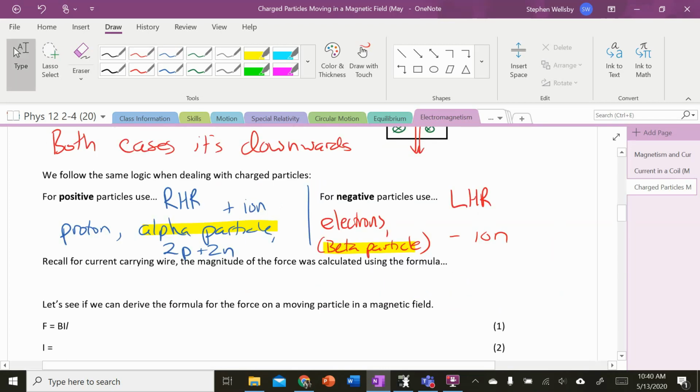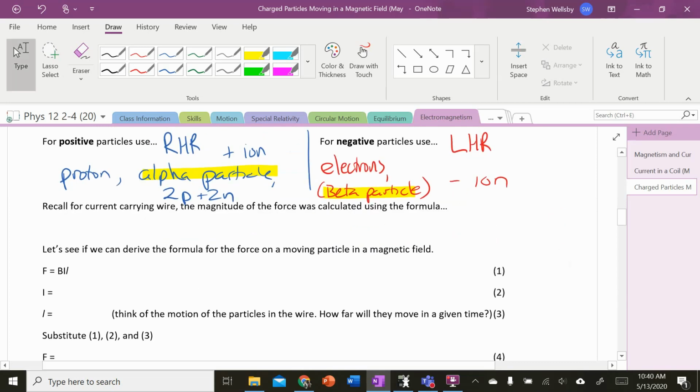So we're going to try and find a formula here for the force acting on a charged particle. Now, if you remember, the magnitude of the force on a wire was this formula here, F equals BIL. So this was the B field multiplied by current multiplied by the length of the wire that is acting in this magnetic field. So let's see if we can derive a formula.